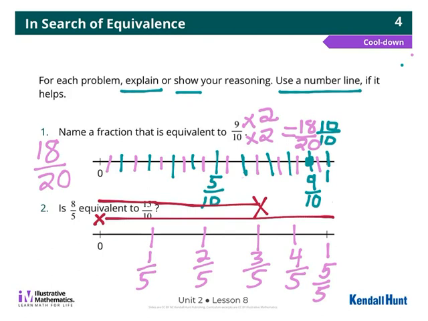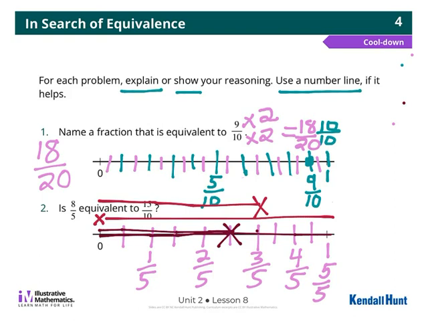So is it equivalent to 15/10? Well, now I've got to split each of these in half to make tenths, right? And then I'm going to be a little ant again. I'm going to go 1, 2, 3, 4, 5, 6, 7, 8, 9, 10. But then I have to go back and do 5 more because it's 15 tenths. 11, 12, 13, 14, 15. So I would be right here.